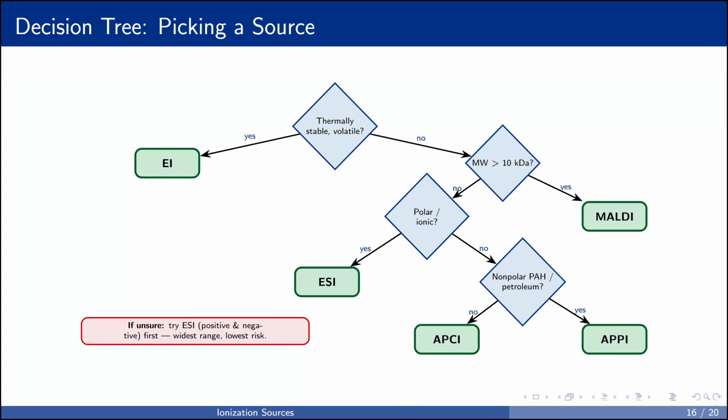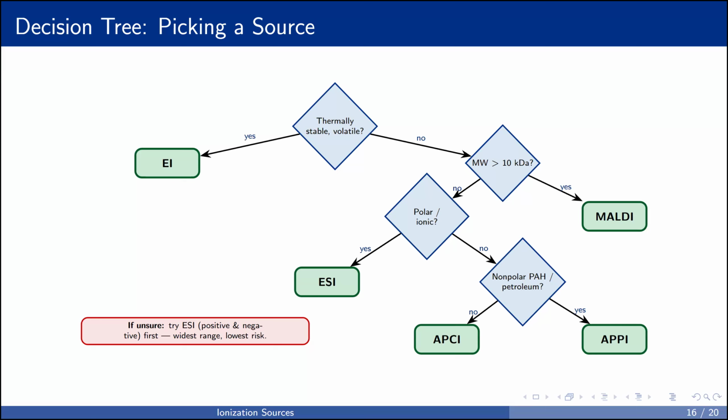If the analyte is non-polar, neutral, mid-polarity, no ionizable groups, then you ask whether it's a polycyclic aromatic hydrocarbon or petroleum component. If yes, APPI is the specialist. If no, steroids, vitamins, lipids, APCI is the usual choice. There's one more rule that overrides all of this.